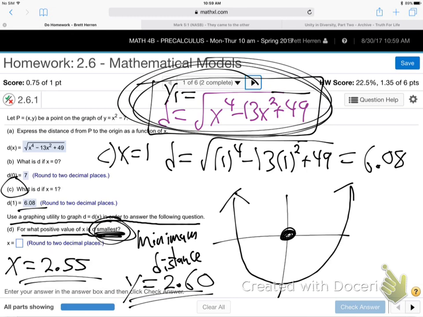So all they want is that x value. We found the x value of the point that's closest to the origin. The x value is at 2.55. It's also a negative one over here. And they did say positive, didn't they? I didn't notice they only want the positive one. So they don't want the negative. Good there? That's question number 1.